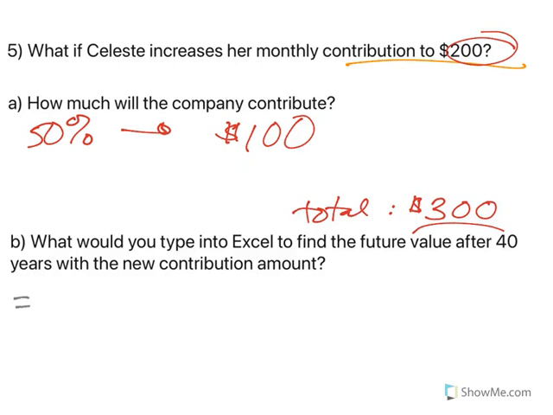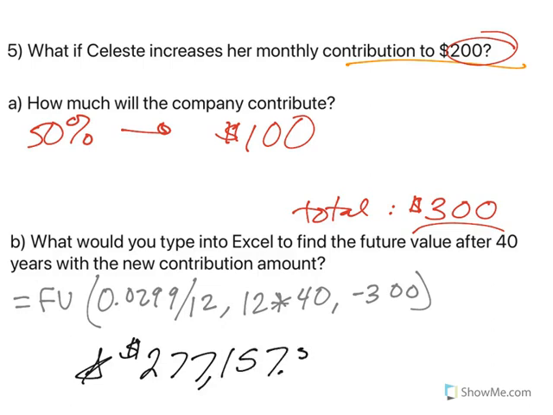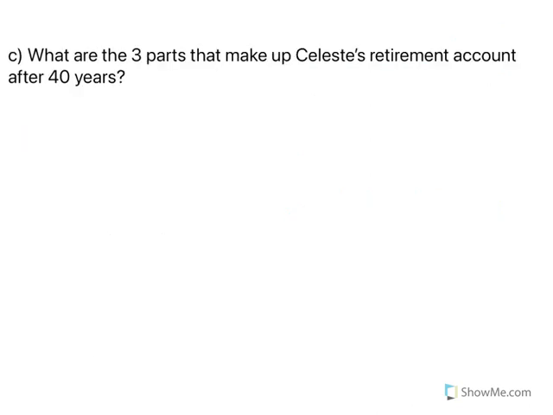So in Excel, again, we would go future value. We still have the same interest rate, 2.99% divided by 12, 12 times, we're still talking 40 years, and then minus 300. If you type that into Excel, you have $277,157.56. So we're talking about an increase of roughly $70,000 if she gives an extra $50 a month. Now, $50 a month is a lot of money, but if she can swing it, she's going to have an extra $70,000 after 40 years.